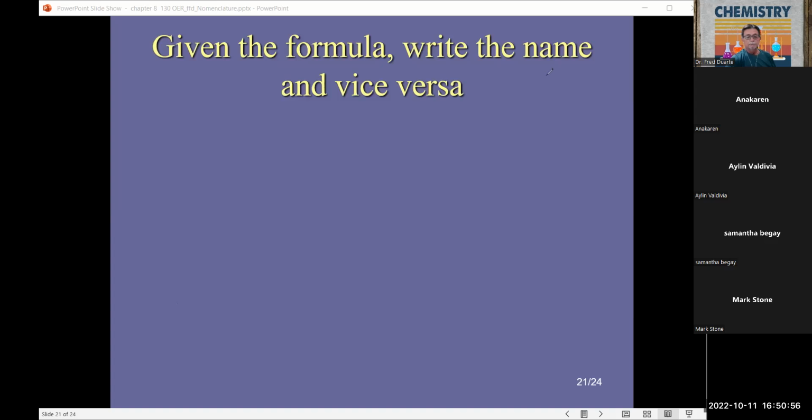All right. So in this scenario, it says, given the formula, write the name and vice versa. So here we go. Here we got bromine. Notice it's Br written first. That tells you that the base name is bromine. If it was written second, element-wise, then it would be bromide. So here, base name is bromine. And then we got the oxygens, which again are oxide. Okay, so there's the base name, bromine oxide.